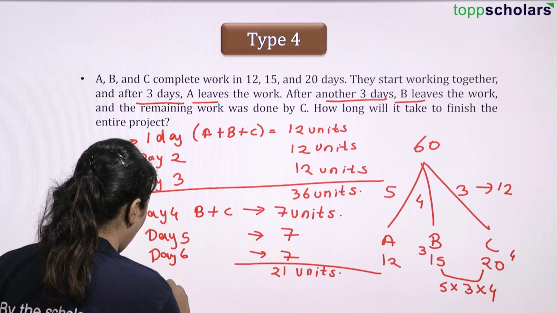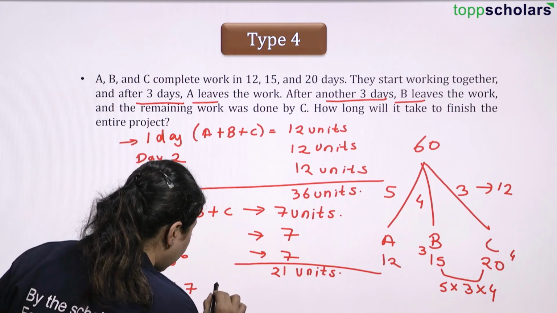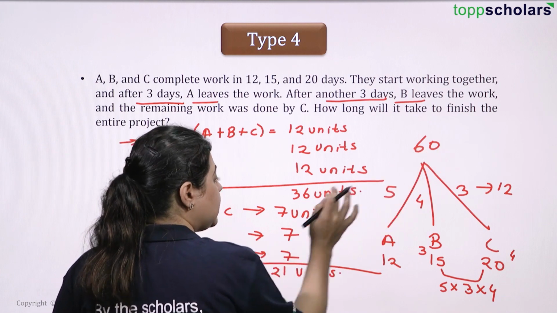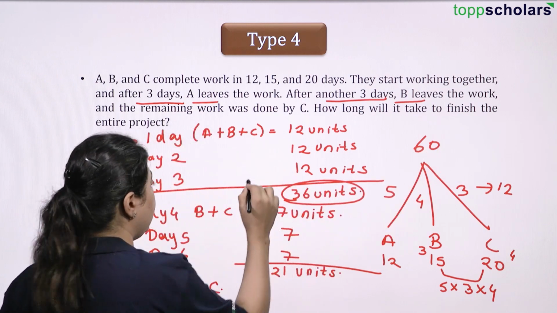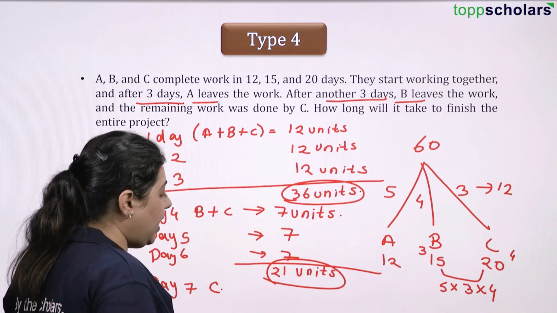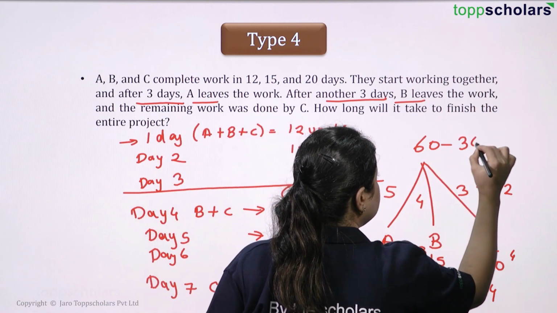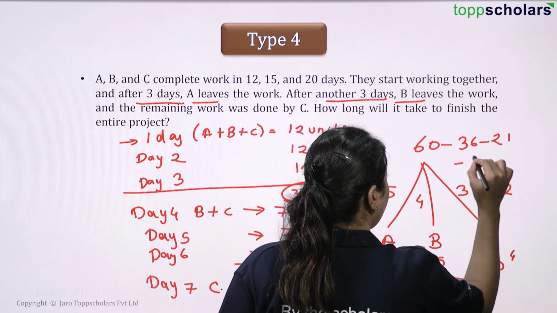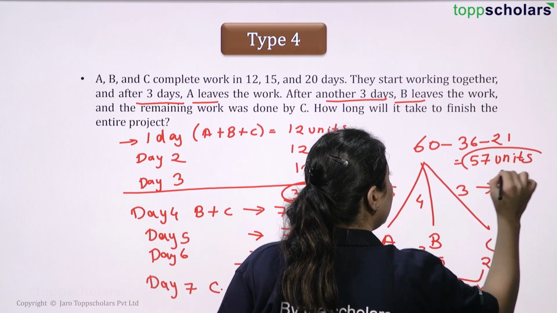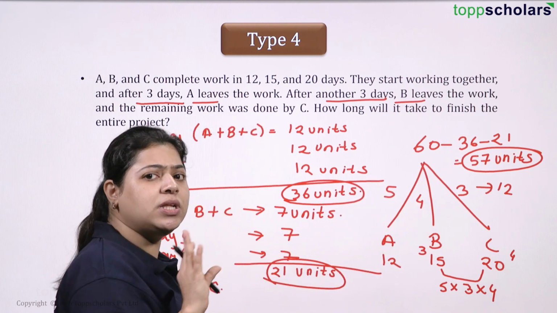Then what is happening is on day 7, B is also gone now, only C will be remaining. Let us see how much work is already completed. Out of the 60 units, 36 units are completed in 3 days and in another 3 days, 21 units are completed. So 36 and 21 means what? 57 units of the work is already completed. First is 36, then next is 21. So 57 units are already done. Now, how many units are remaining to be completed? It is 60 minus 57, so only 3 units are remaining.